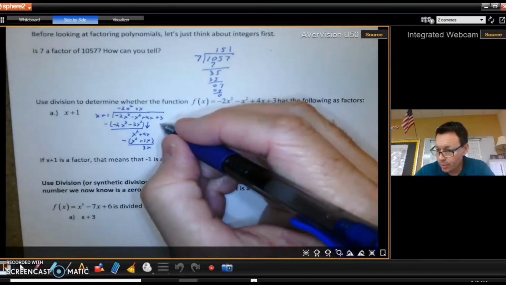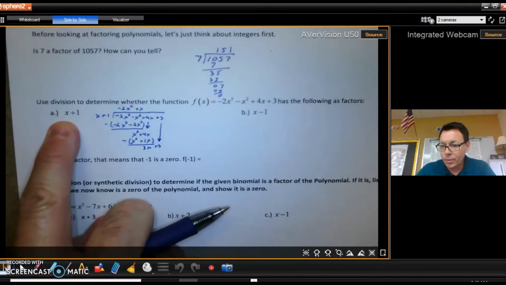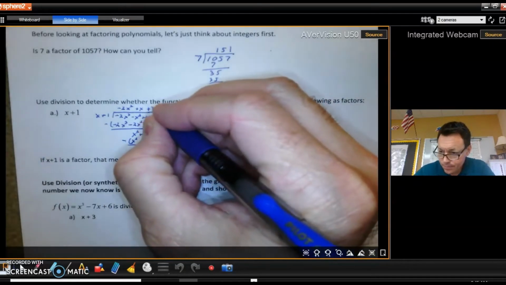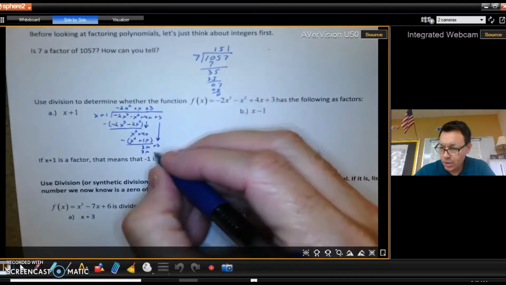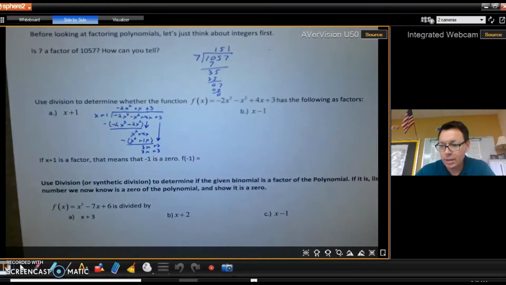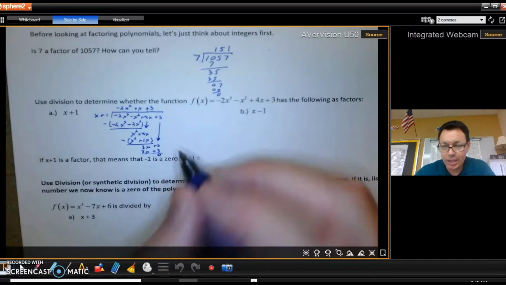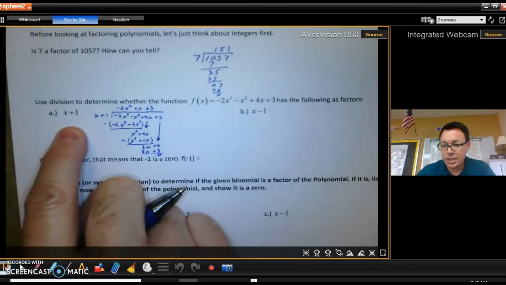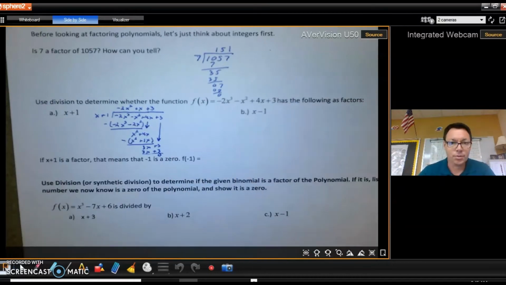What do we do? We bring down the next number, plus 3. And again, what would you multiply x by to get 3x? Well, a 3. 3 times x is 3x. 3 times 1 is 3, which means when I subtract these, they're going to cancel, and I'm going to get a remainder of 0. So yes, x plus 1 is a factor of that polynomial.